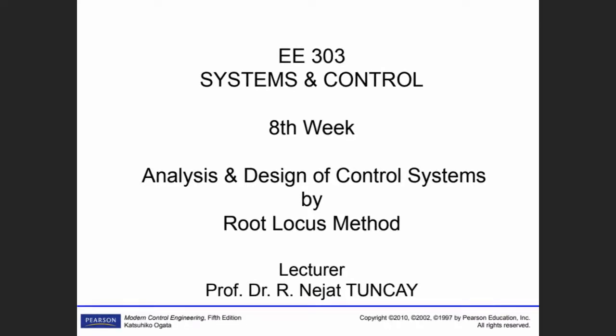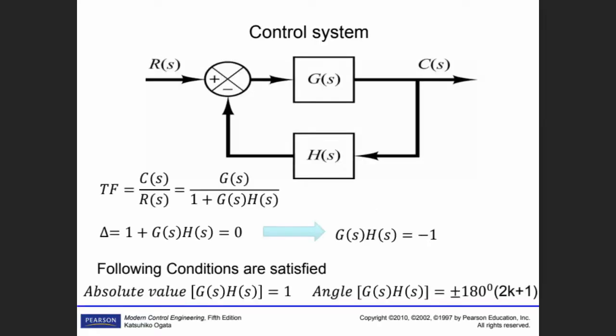Analysis and design of control system by the Root-Locus method. Now follow me carefully. You can easily obtain the transfer function of this one, which is equal to G(s) over 1 plus G(s)H(s). Delta here is the denominator of the transfer function, which is called the characteristic equation.